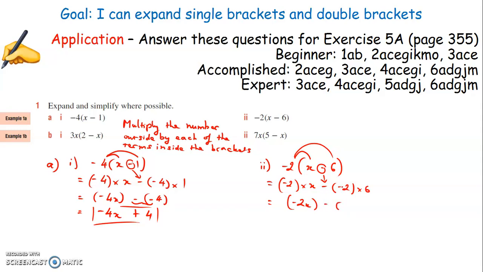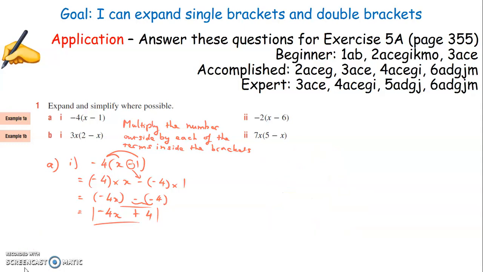Negative times a positive is going to give us a negative answer, and 2 times 6 is 12. So we have negative 12. And then again, because here we are subtracting a negative, that is the same as adding. So we're going to change that to negative 2x plus 12. And this is our answer for a(ii).